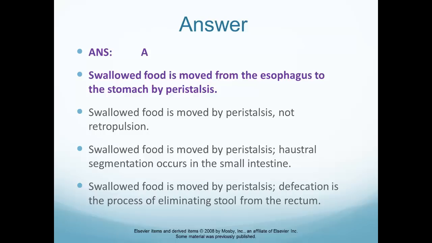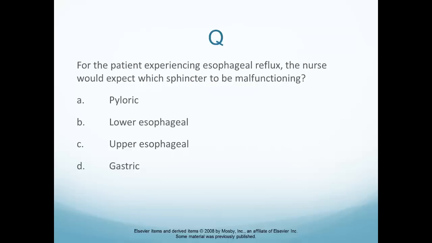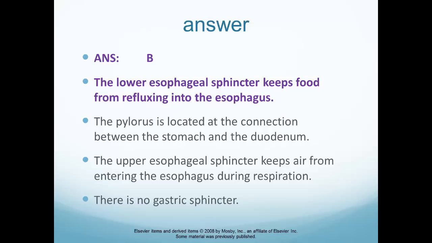Let's take a look at another question. For a patient experiencing esophageal reflux, the nurse would expect which sphincter to be malfunctioning? The correct answer is letter B. The lower esophageal sphincter keeps food from refluxing into the esophagus, so it helps to keep food in the stomach rather than refluxing back up into the esophagus. So we try to make it a one-way street here.